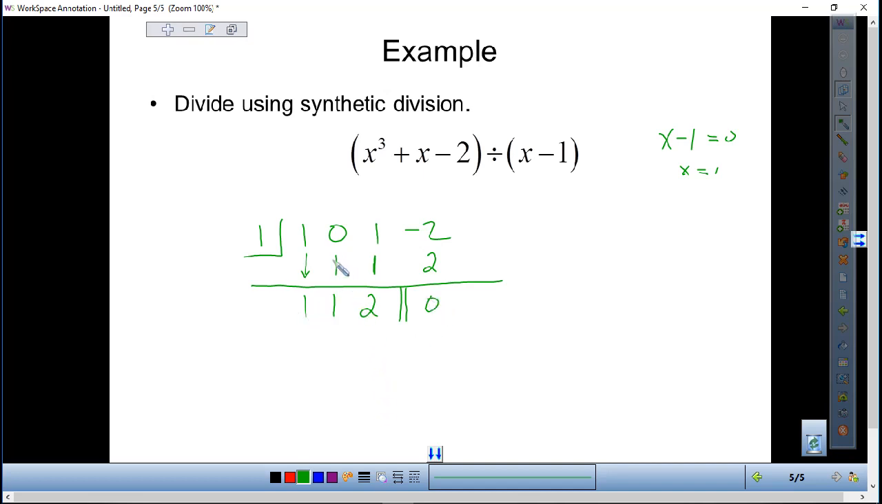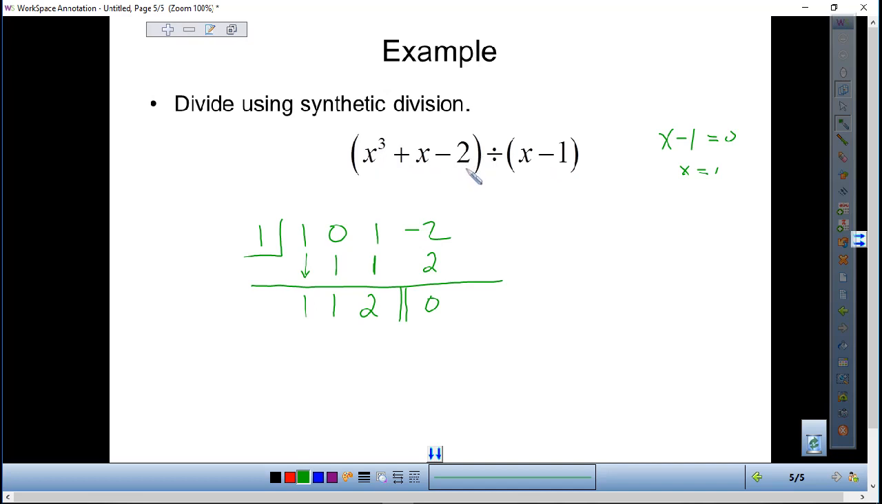All right, so what I did here, brought the 1 down, multiplied that 1 times there, put it right here, added 0 plus 1 and got 1, multiplied that 1 times 1 and put this 1 in. 1 plus 1 gives me 2. 2 times 1 gives me 2. Negative 2 plus 2 gives me 0. So this one actually has a remainder of 0. So x minus 1 divides evenly into x cubed plus x minus 2.